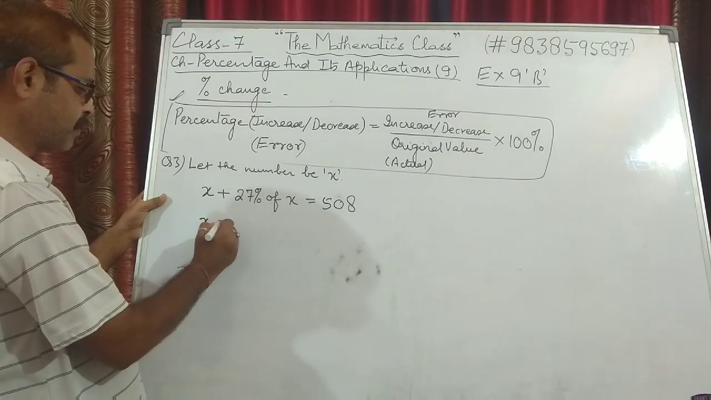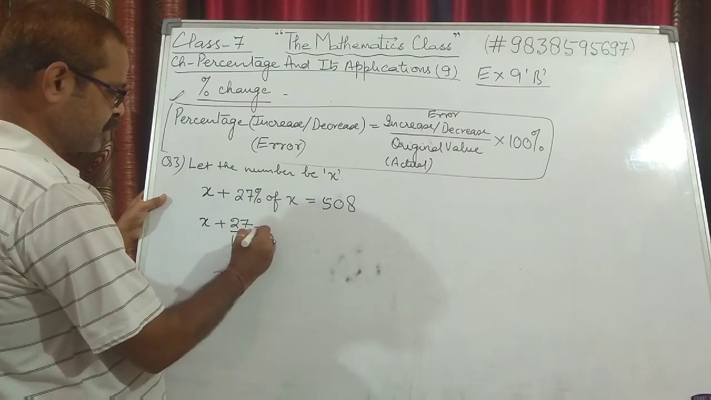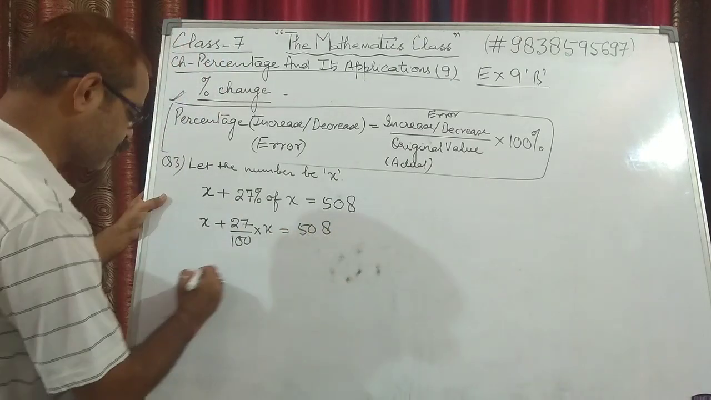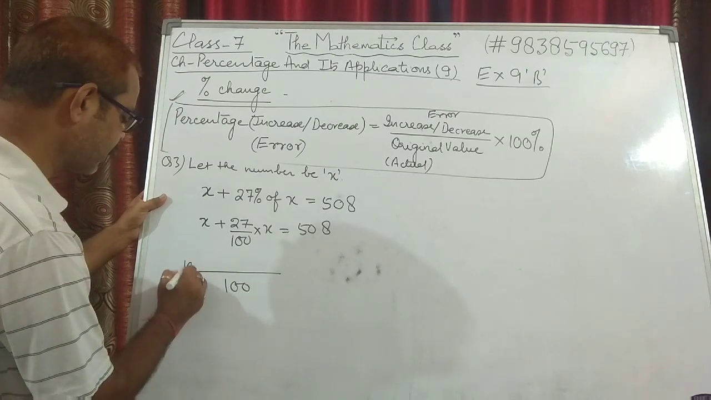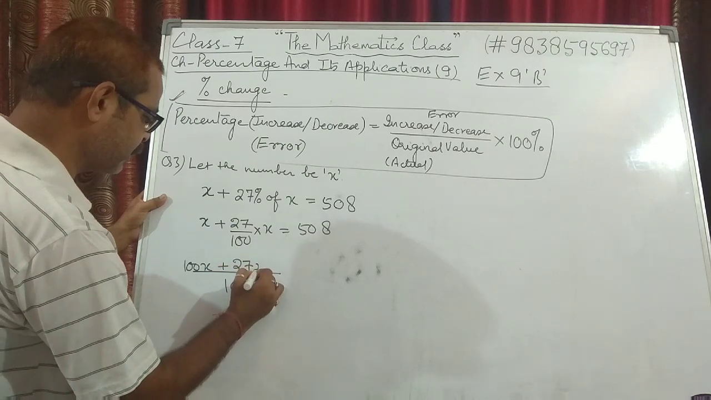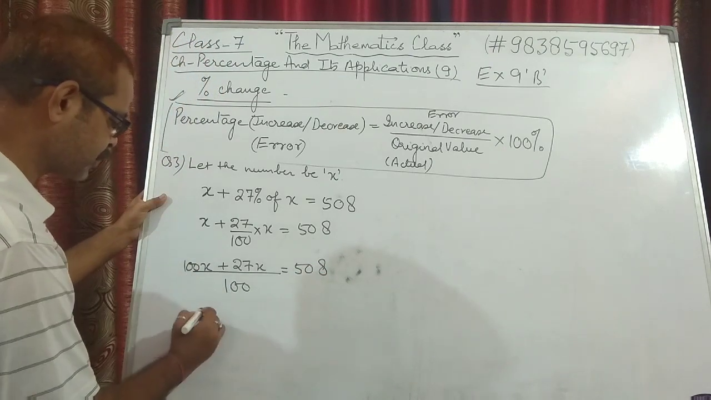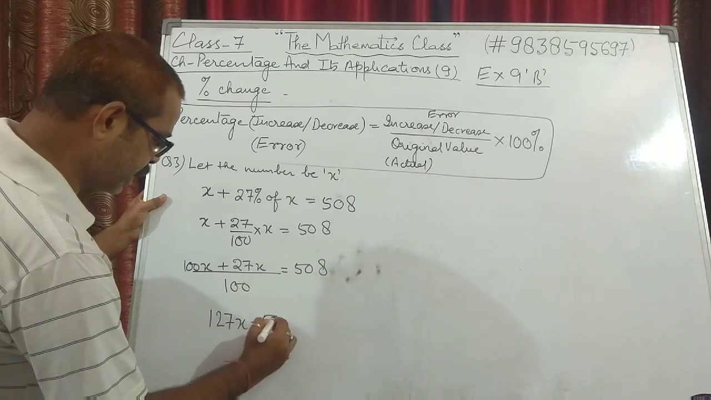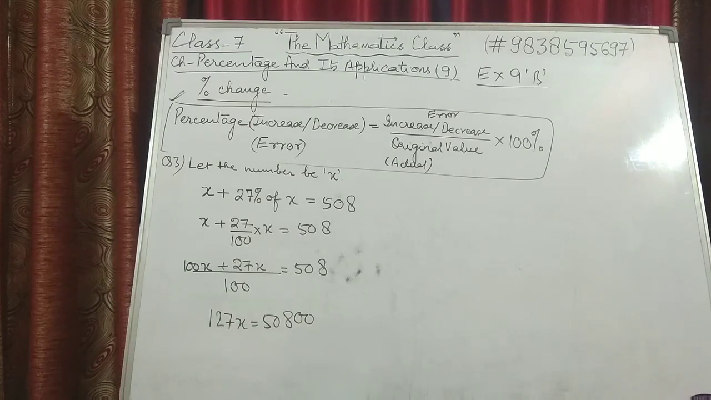Now this is x plus 27 upon 100 of, meaning into x, is equal to 508. Now when you solve, you can take the LCM as 100. This will become 100x plus 27x is equal to 508. So 100 plus 27 is 127x is equal to 50800.